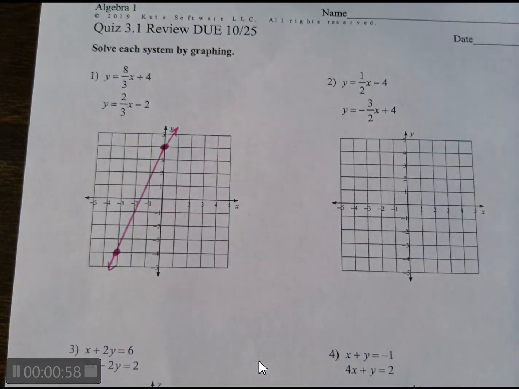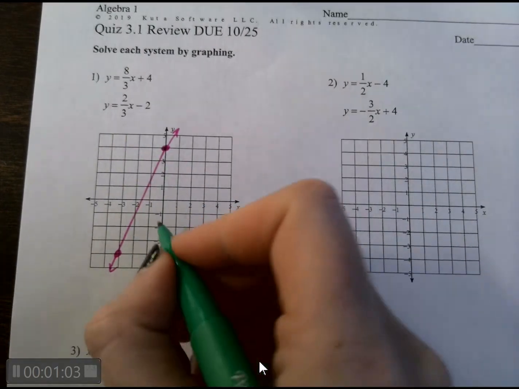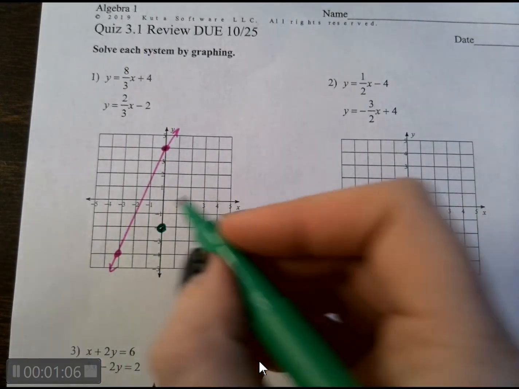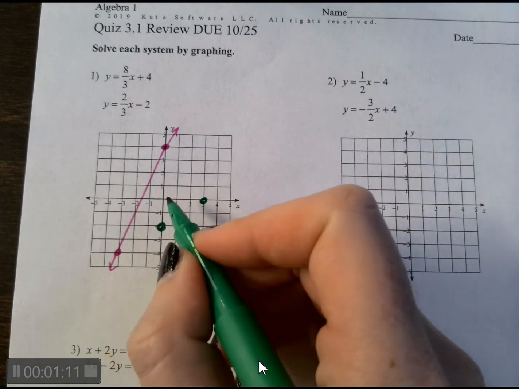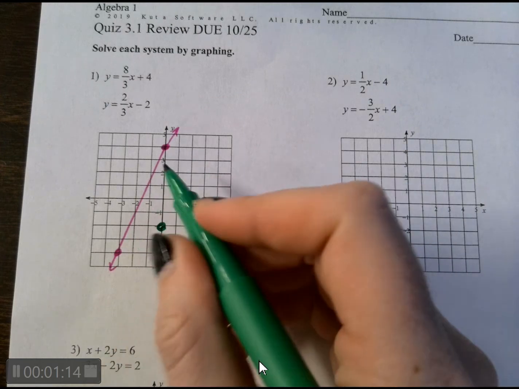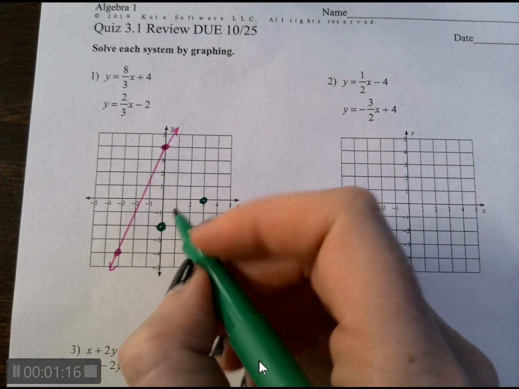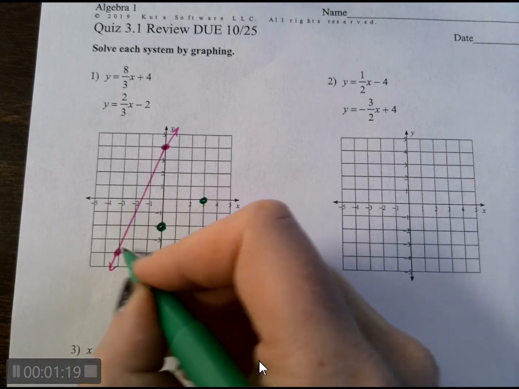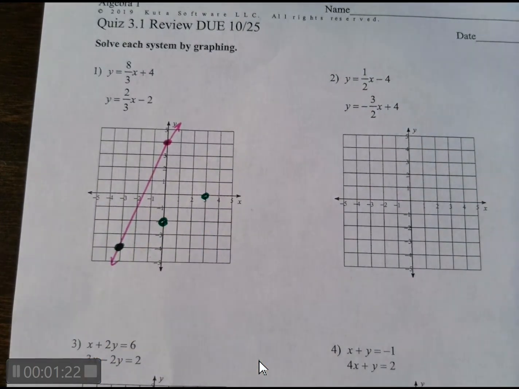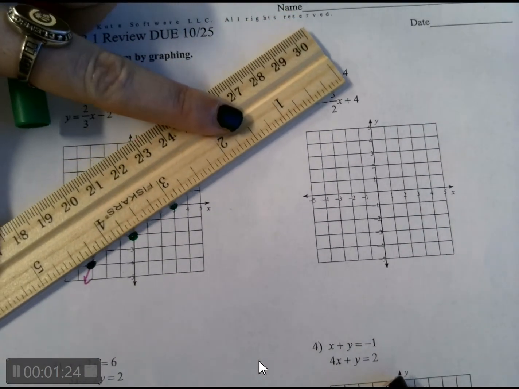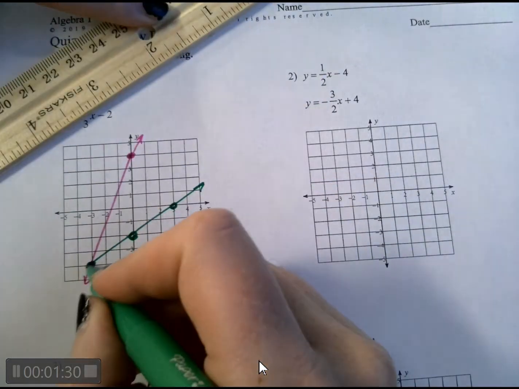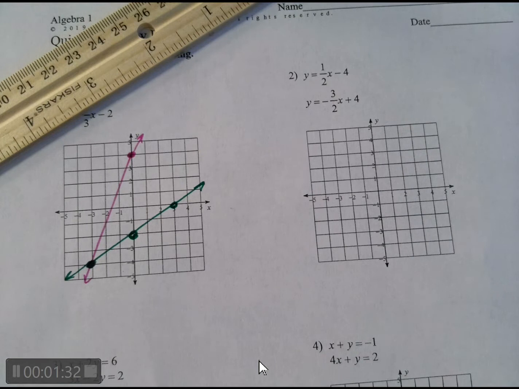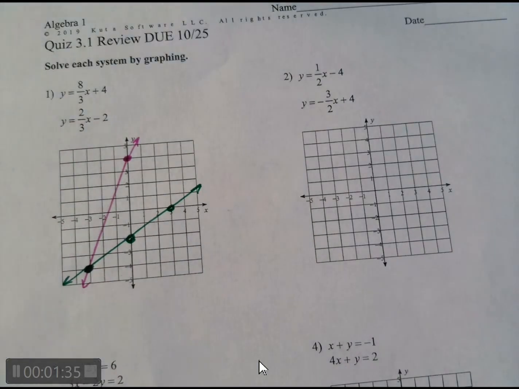Alright, and then we can graph our second line, starting down at negative 2 and then going up 2 to the right 3. Now if you notice, when we go up 2 and to the right 3, it takes us away from this line. So instead we want to go in the opposite direction, down 2 and to the left 3, which gives us our intersection. Don't forget, you still have to graph a line through the points even after you find your intersection, because it does say solve by graphing.